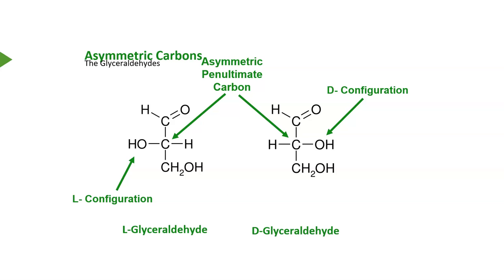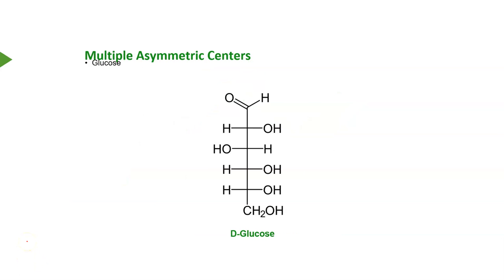Remember, these are mirror images, and this on the left is glyceraldehyde, and it's L-glyceraldehyde because of where that hydroxide is. And this one on the right is D-glyceraldehyde because it's on that right side. So this is how we distinguish these different sugars based off of that penultimate carbon where those hydroxide groups are coming off. Glyceraldehyde is one of the smallest and most simple sugars, but you'll notice that there are multiple asymmetric centers in something like a hexose or glucose, for example.